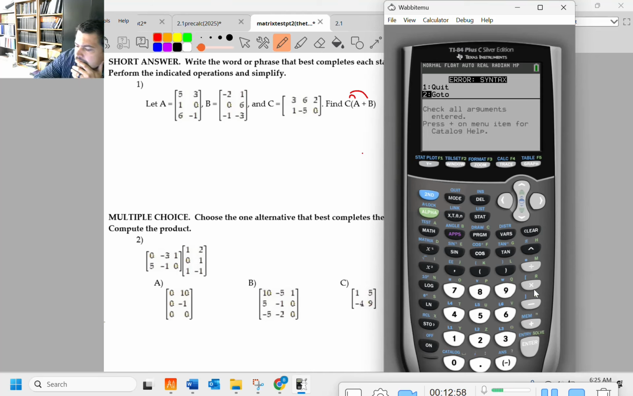Syntax error. I guess it didn't register the click there. Alright. And then I've got matrix C. Matrix C has 2 rows, 3 columns. Be cool if it was already in there, save me some time. And of course it's not.